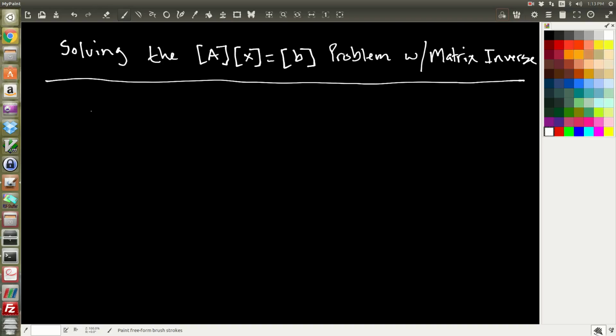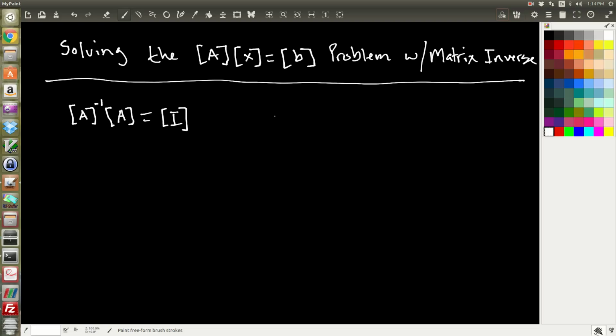Okay, in this video I'm going to explain how we can solve the AX equals B problem using the matrix inverse approach. As you might recall, the way that we denote the inverse of a matrix, say we have a matrix A, is typically by putting this little -1 superscript. This doesn't mean take everything in the matrix and raise it to the -1 power. It means that this matrix is actually the inverse of the A matrix. And its property is such that when you multiply A by its inverse, you get the identity matrix.